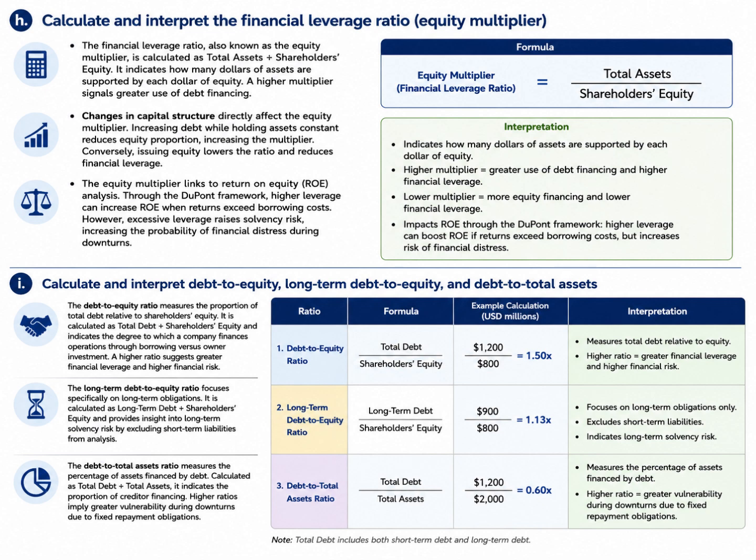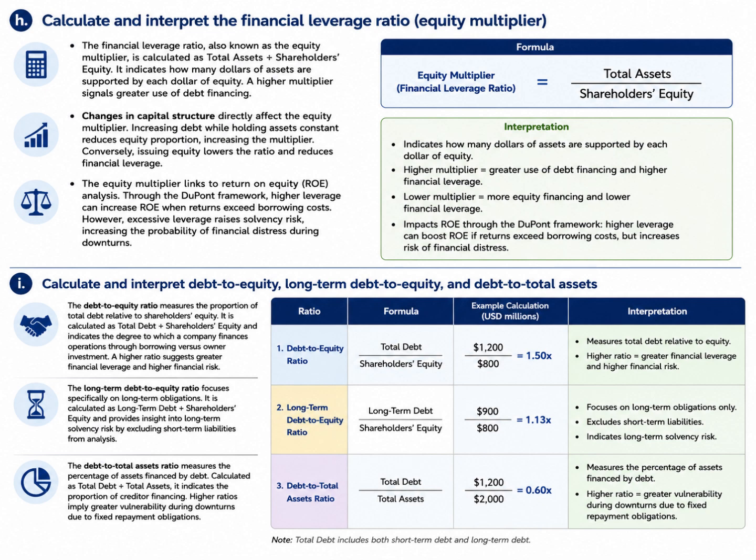The debt to equity ratio measures the proportion of total debt relative to shareholders' equity. It is calculated as total debt divided by shareholders' equity and indicates the degree to which a company finances operations through borrowing versus owner investment. A higher ratio suggests greater financial leverage and higher financial risk. The long-term debt-to-equity ratio focuses specifically on long-term obligations. It is calculated as long-term debt divided by shareholders' equity and provides insight into long-term solvency risk by excluding short-term liabilities from analysis. The debt-to-total assets ratio measures the percentage of assets financed by debt.